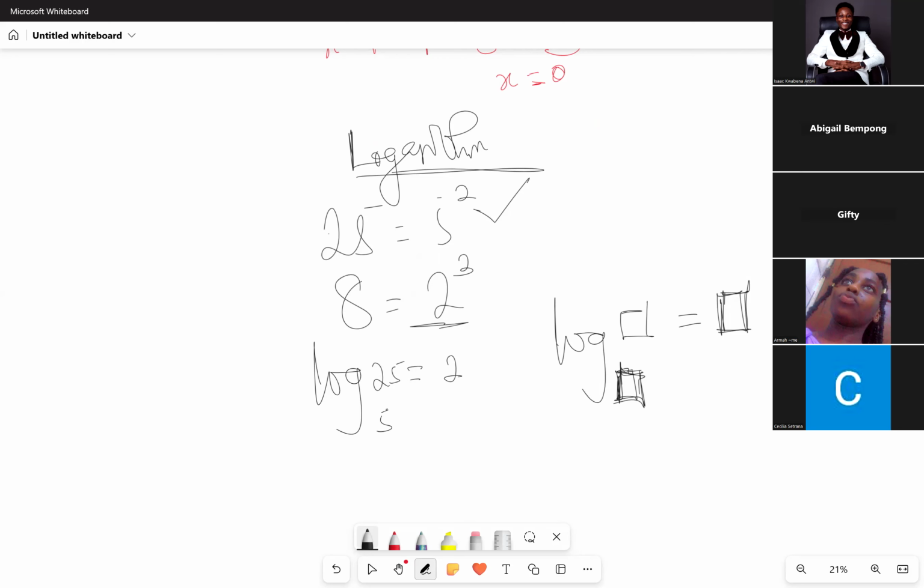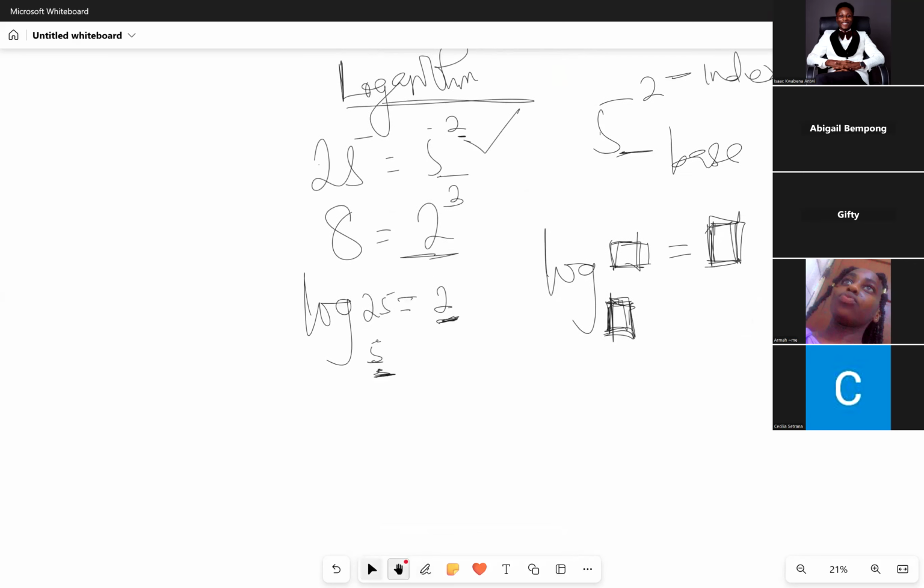So you see in indices, when you have 5 exponent 2, 5 is called the base and 2 is the index. Do you remember? If you turn it into logarithmic language, write the base at the base. So 5 is the base, so I wrote it at the base. Then the index, drop it after the equal sign. Now it's 3 things. What is left, you just drop it here.